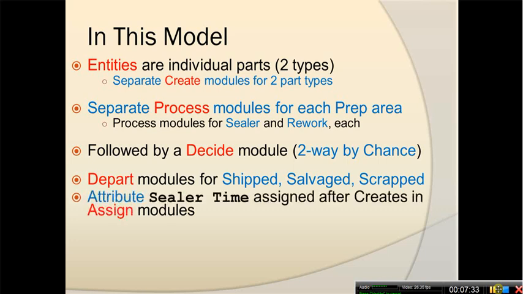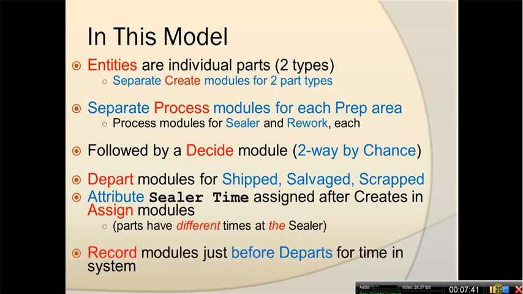And we have an attribute, sealer time, assigned after creates in the assign module. The parts will have different times at the sealer. And we have a record module just before departs for us to be able to record the time in the system for shipped, salvaged, and scrapped parts. Because even though we have two types of parts, we're not going to be recording the cycle time by those parts, but instead we're going to be recording the cycle time based on what is the final outcome, which is shipped, salvaged, or scrapped.